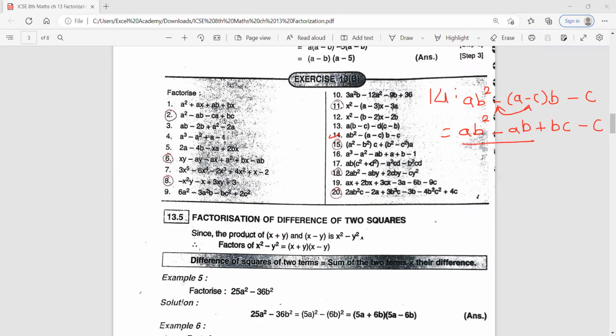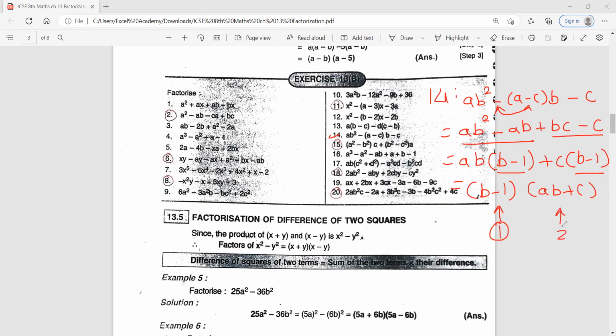So now can I take AB common from the first two terms? Yes. So I will take AB common. What do you get? B minus 1. Correct? B minus 1. From here, what common can you take? C. Yes, plus C. Inside the brackets, you get B minus 1. Now, if you take B minus 1 common, you get AB plus C. That's all. So this is the first factor. This is the second factor. As simple as that. Are you following it?